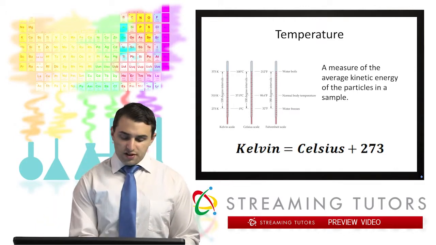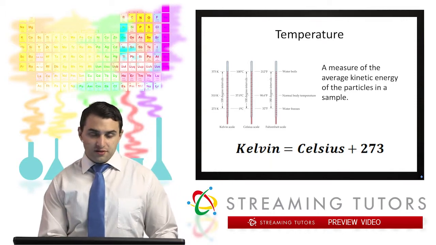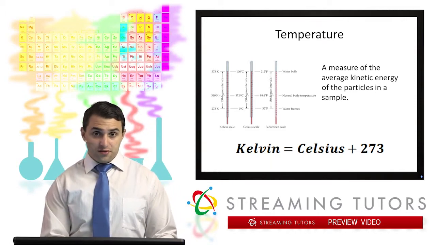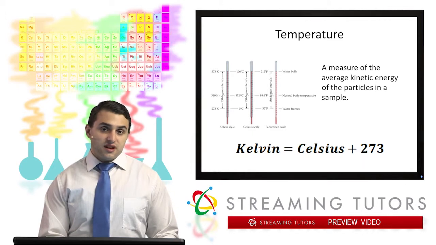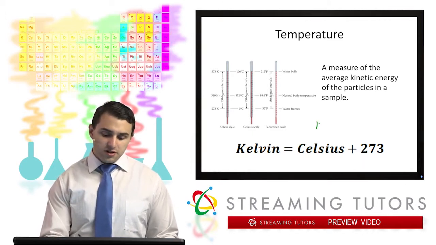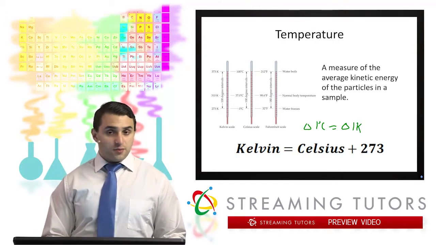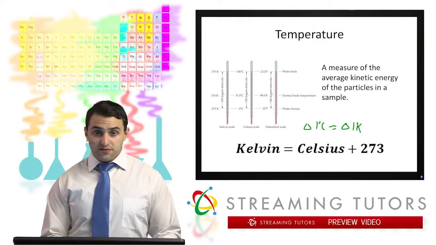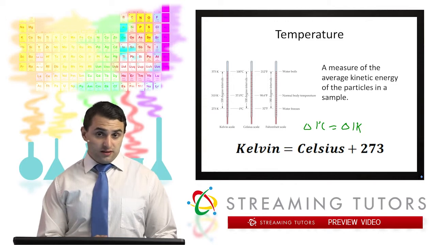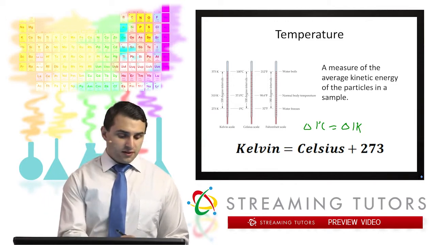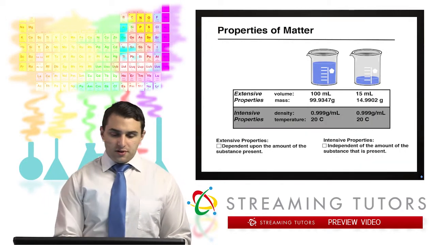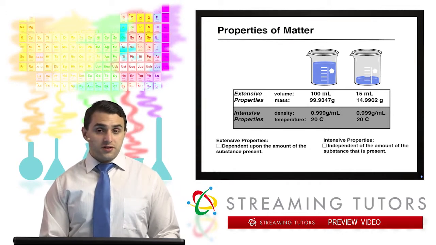So converting Kelvins just looks like this. Kelvin is equal to Celsius plus 273. So that means that Kelvin and Celsius are on a degree-degree basis, meaning that if we changed 1 degree Celsius, that is equal to a change of 1 degree Kelvin as well. And like I said, we'll get more into the exact definition of temperature and the mathematical look at it later on in the course.